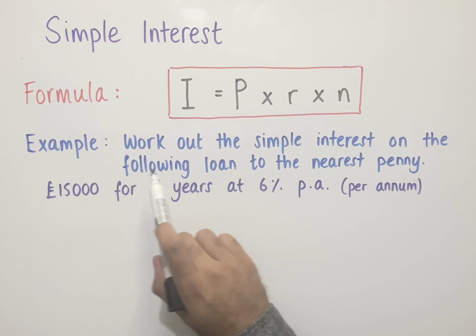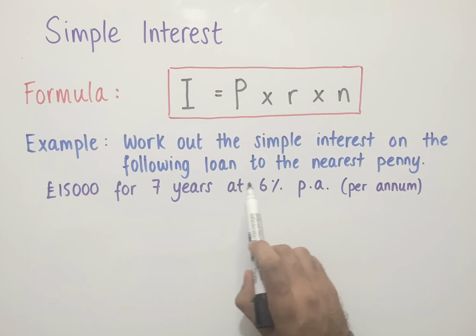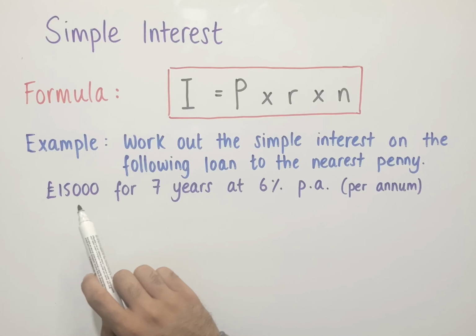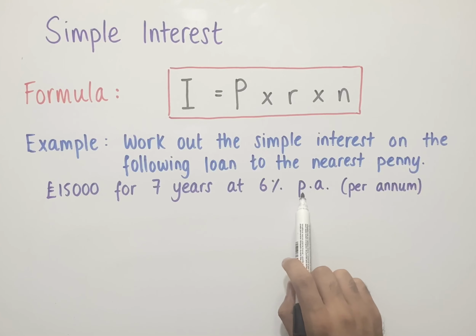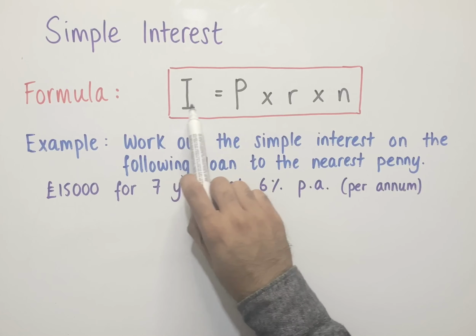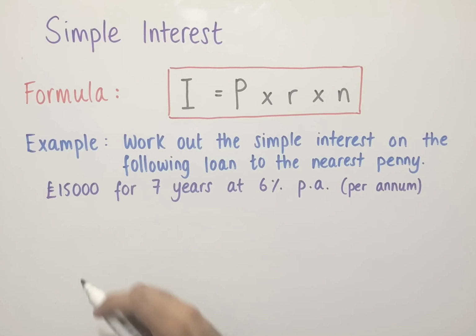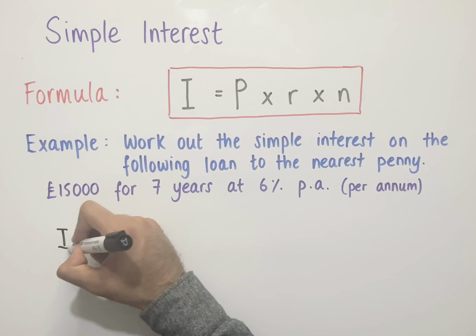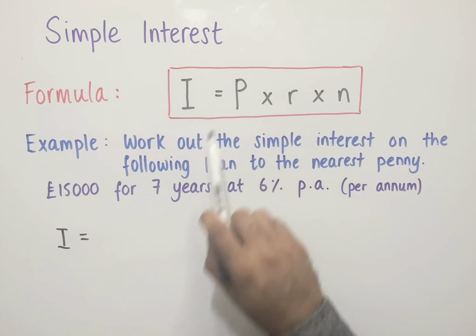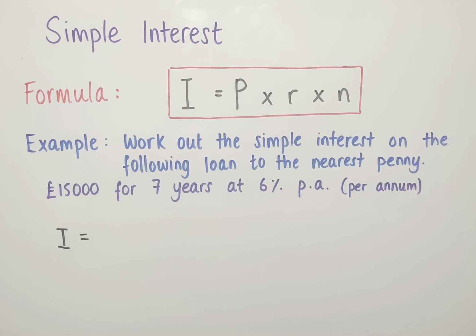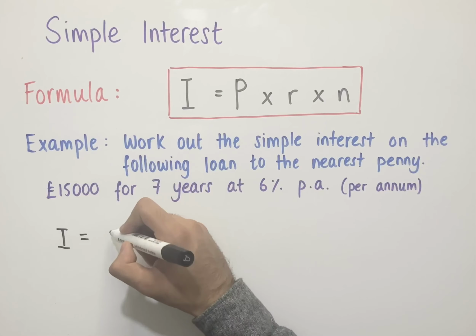The question says, work out the simple interest on the following loan to the nearest penny. And we've got £15,000 for 7 years at 6% per annum, or PA for short. Per annum just means each year. So to work out the simple interest, we would use the formula that we looked at before. So we have capital I, the simple interest, equals, so capital P is the principal, the amount borrowed. So the amount borrowed in the loan is £15,000.